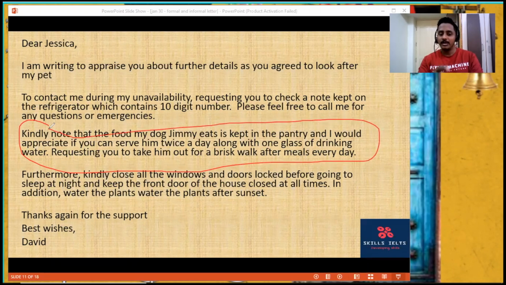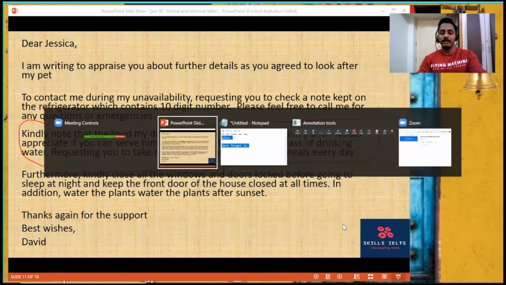Pay more attention. This is how you write a formal letter. You might have noticed that my dog is very friendly, excellent, and gets along with you very easily. Dog's food is kept in the kitchen pantry. So please provide it thrice a day and take him for a walk if possible. Excellent. So this is what an informal letter looks like.